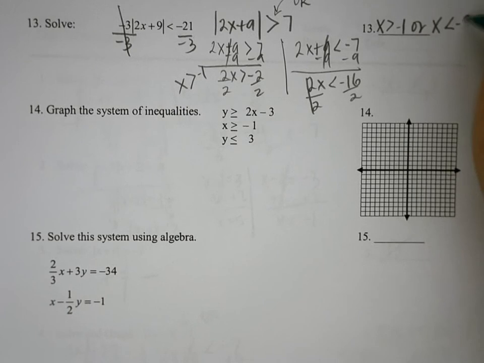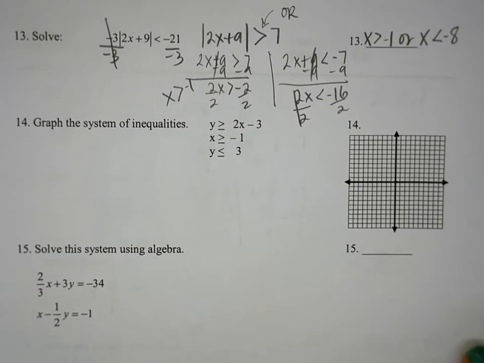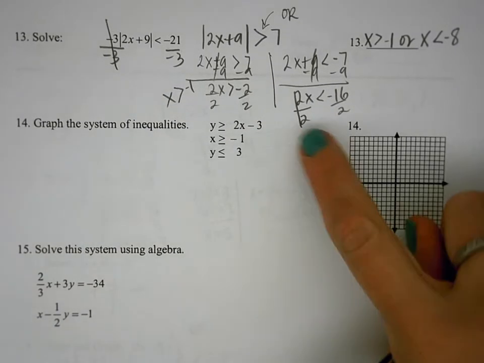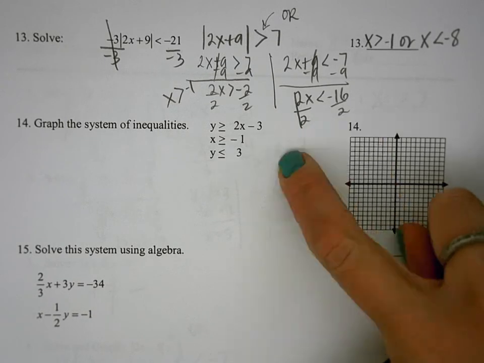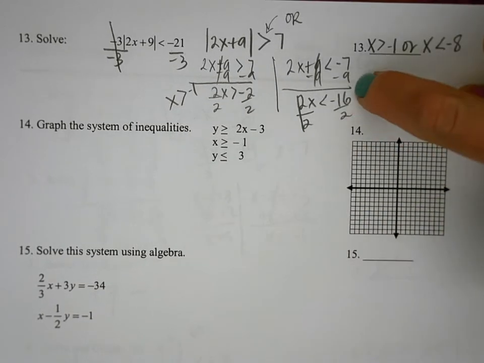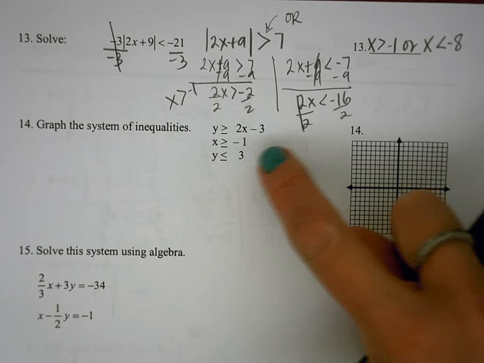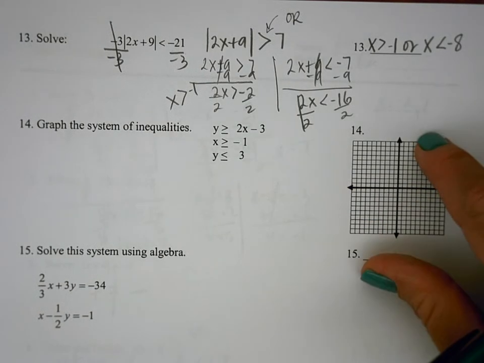How come I didn't flip those signs when I was dividing? I wasn't dividing by a negative. I was dividing by a 2. If a negative is on top, that's okay. You only flip when you're dividing by a negative, right? Okay. Number 14.